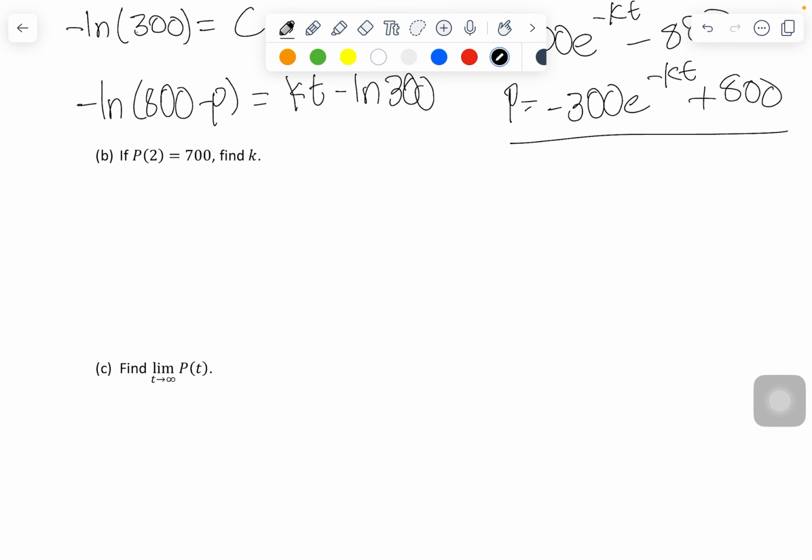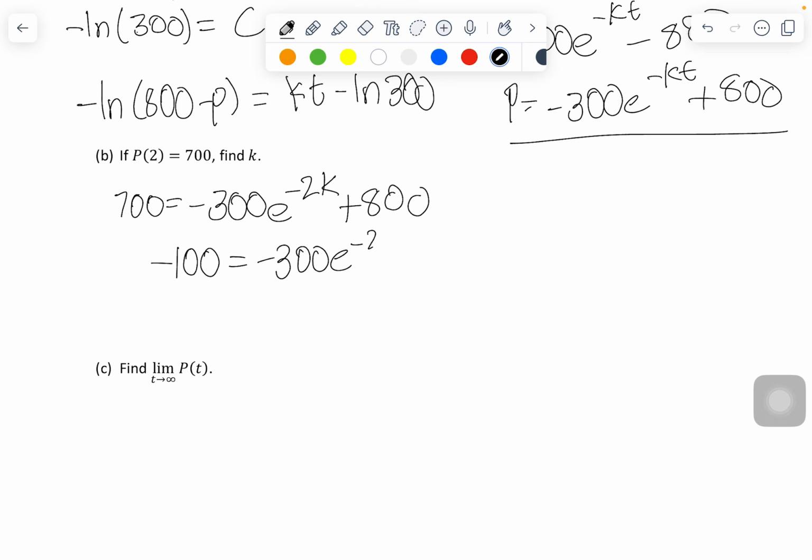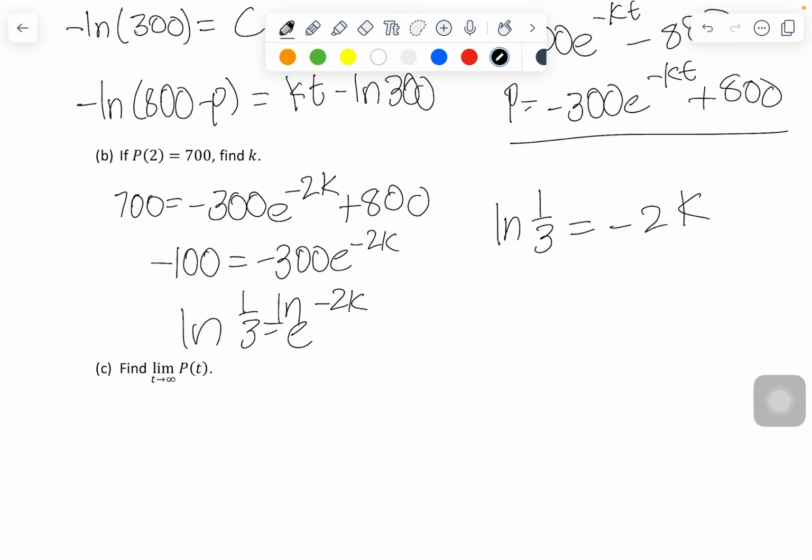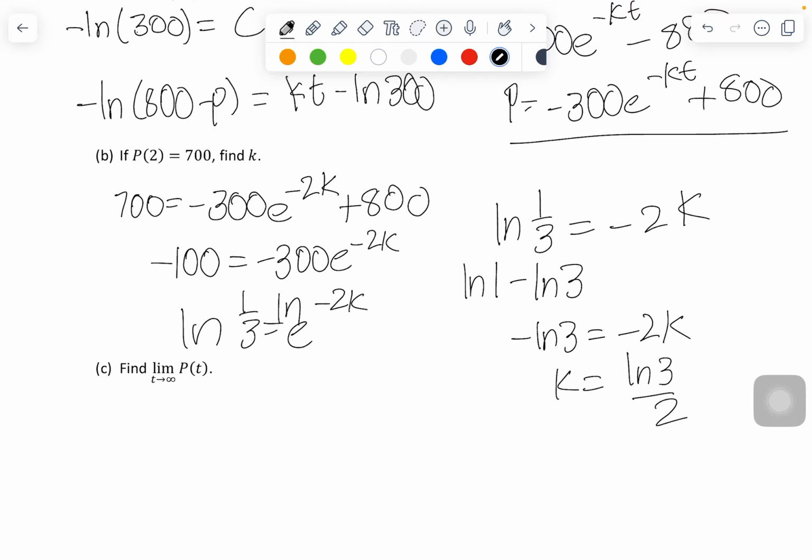So now we have, if p of 2 is 700, so we're given a second point, so now we can find k. So 700 equals negative 300 e to the negative 2k plus 800. So negative 100 equals negative 300 e to the negative 2k. 1/3 equals e to the negative 2k. If we take the natural log of both sides, ln of 1/3 equals negative 2k. And then ln of 1/3 is basically ln of 1 minus ln of 3. So negative ln of 3 equals negative 2k. K equals ln of 3 over 2.